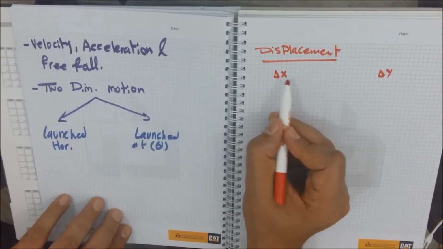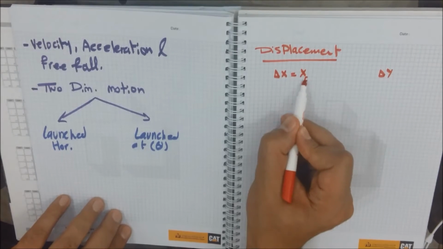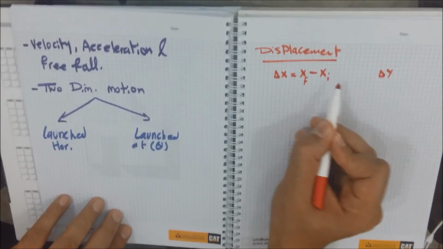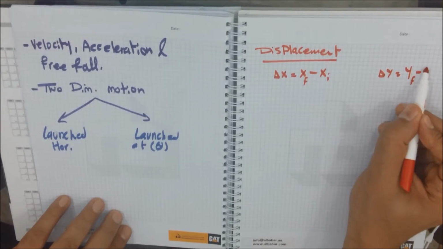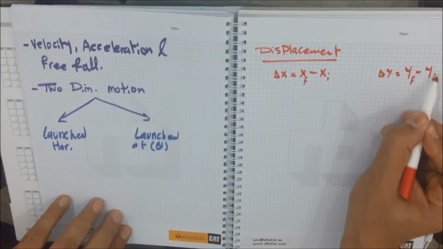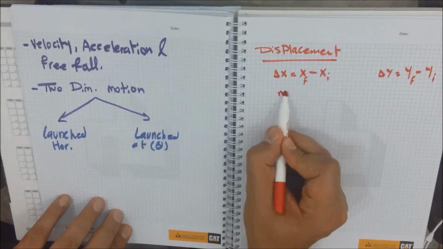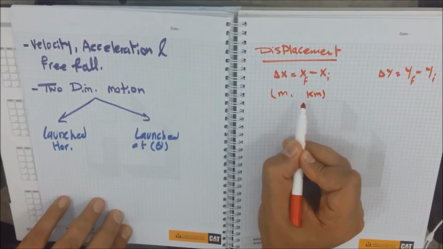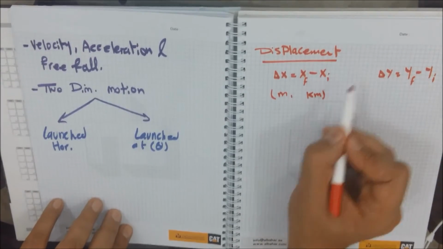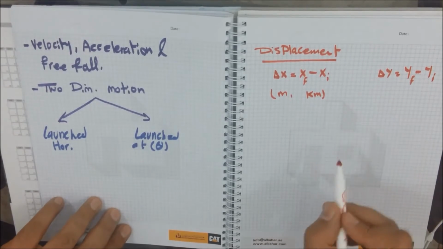You might move on the x-axis, so it would be your final position minus your initial position. Delta y would also be your final position minus your initial position on the y-axis. So this is the displacement, and it is measured in meters or kilometers. And it's a vector quantity because it might be positive or negative.